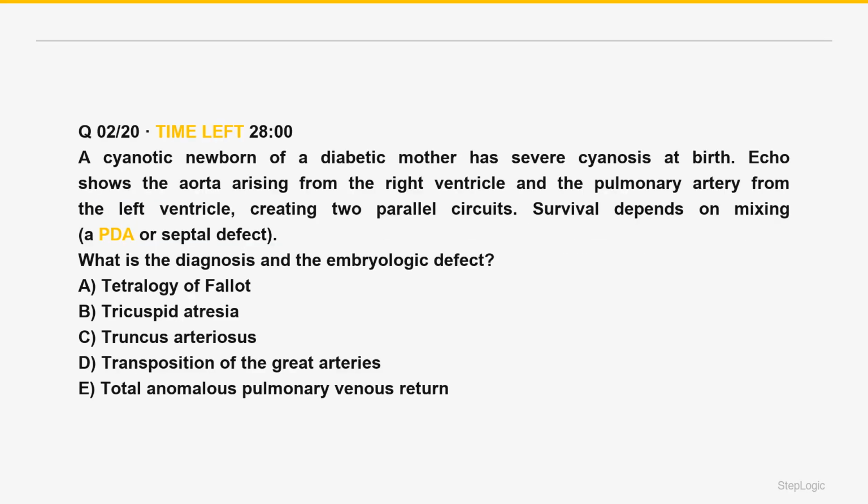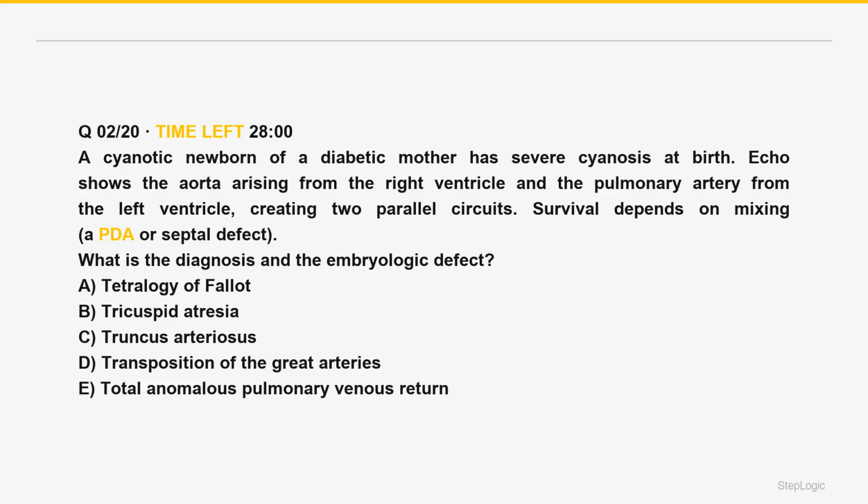What is the diagnosis and the embryologic defect? A cyanotic newborn of a diabetic mother has severe cyanosis at birth. Echo shows the aorta arising from the right ventricle and the pulmonary artery from the left ventricle, creating two parallel circuits. Survival depends on mixing, a PDA or septal defect. Read the command: diagnosis and embryologic defect.